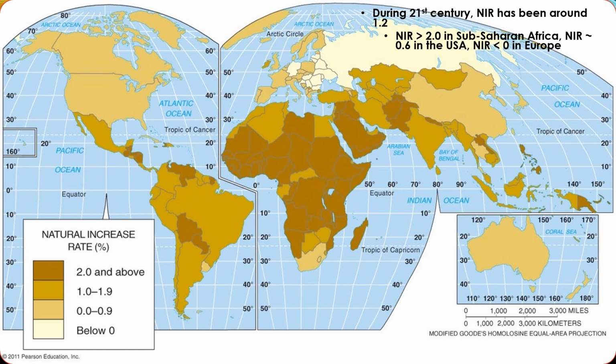During the 21st century, the natural increase rate has been around 1.2. The natural increase rate is, as you can see, greater than 2 in sub-Saharan Africa. It's around 0.6 in the United States, and in parts of Europe, it is less than 0, meaning the natural increase rate in Europe is actually not an increase rate at all. It's a decreasing figure. So again, knowing where it's happening is important. Knowing why it's happening, we'll get into as we discuss.